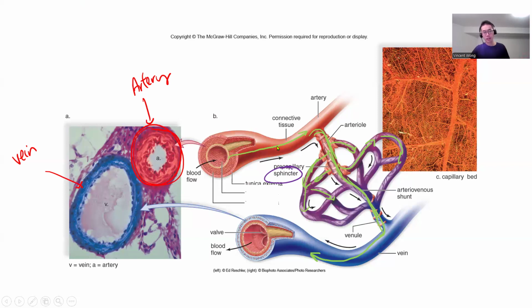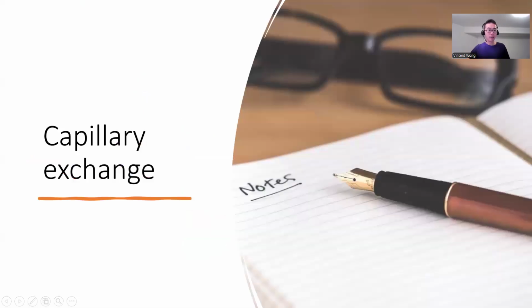Of course, all this is done automatically in the body. You don't have to think about it. The body just does it for you. All right, we're gonna take a really big note on the topic called capillary exchange. Yes, go ahead. There's a question.